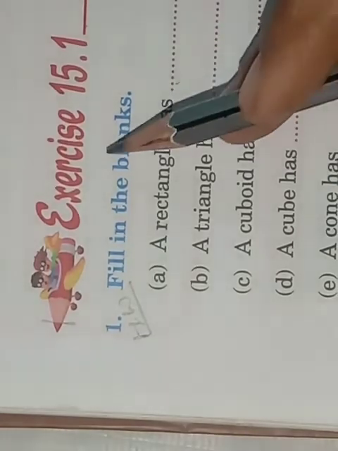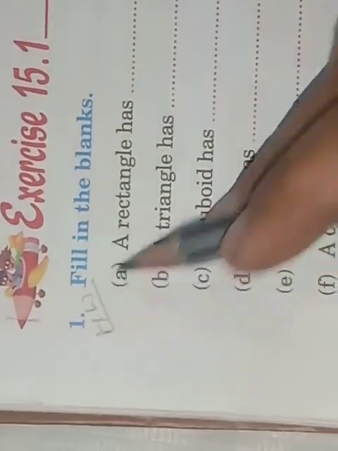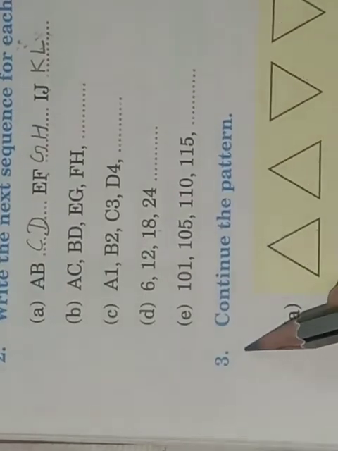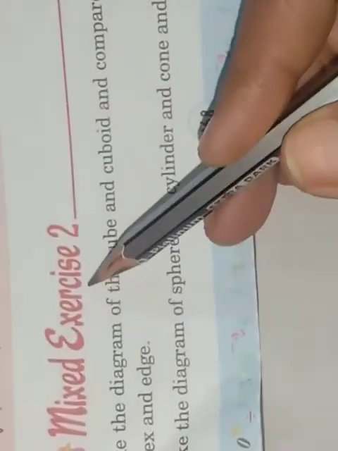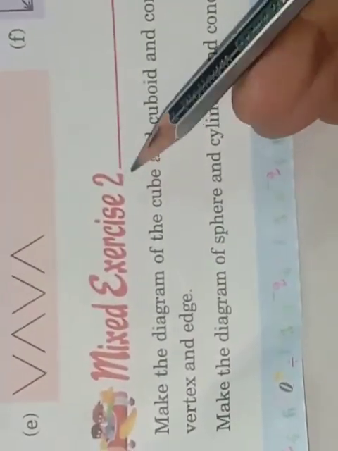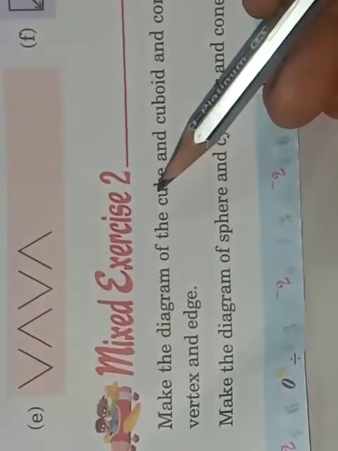Now today's homework is exercise 15.1. You have to do it in your book as well as in your maths notebook. Question number 1, 2, 3, then 4. Then mixed exercise 1 and mixed exercise 2. All are homework. You have to do it yourself.